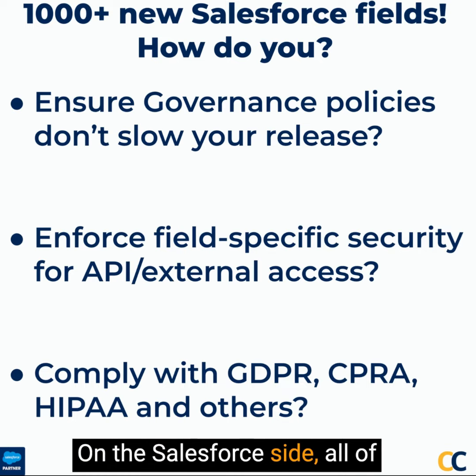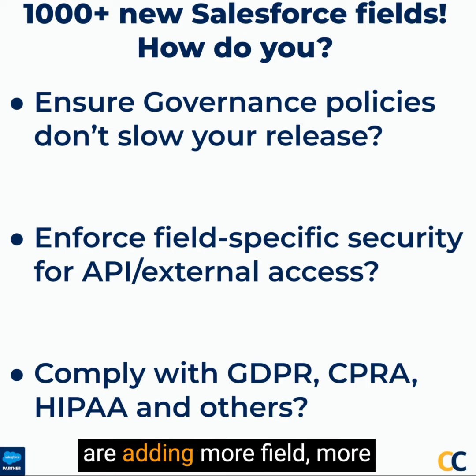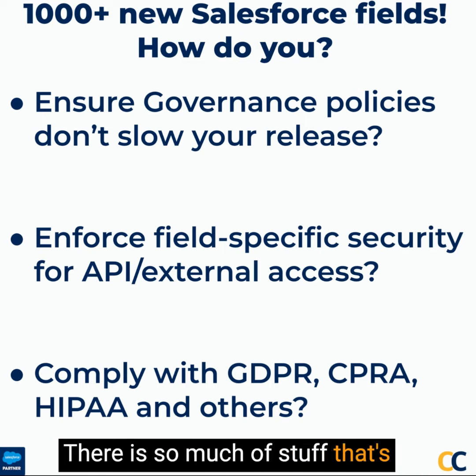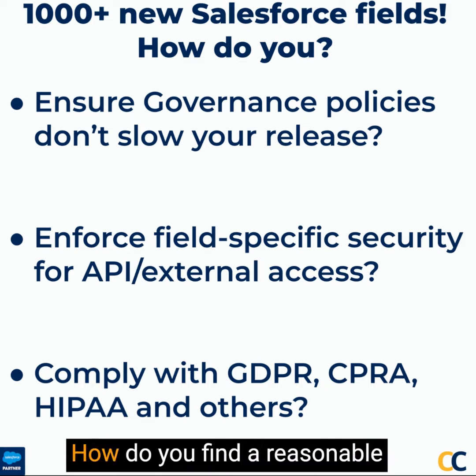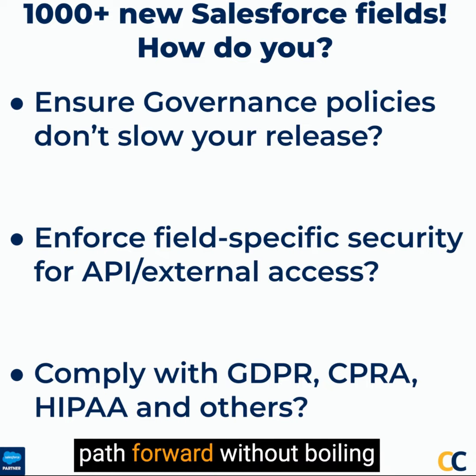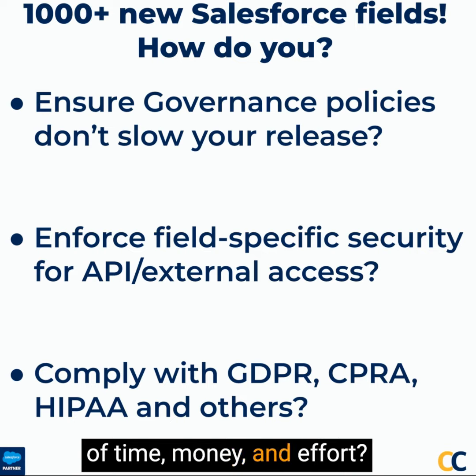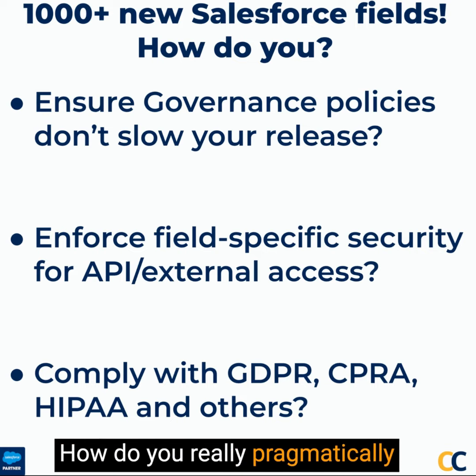On the Salesforce side, all of these new cool capabilities: we are adding more fields, more data, more AppExchange packages, more capabilities, more integrations, more business functionality, householding, health, IoT data, wearable data, game data, vehicle data, right? Like click streams. There is so much stuff that's coming together. And really the question that I think about is, how do you make sense of it? How do you find a reasonable path forward without boiling the ocean, without shutting things down, without spending a huge amount of time, money, and effort? How do you really pragmatically move things forward?